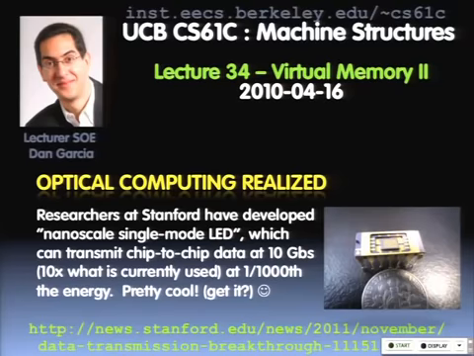News of the day is optical computing has been one of the future technologies we've always seen, always a couple years away. The idea is you don't have the heat drain if you have current flowing on wires. If you have just light passing from A to B, you don't have the heat generated. And folks at Stanford have developed what they call the nanoscale single-mode LED, which can transmit data chip to chip 10 times faster than it can now with 1/1000th the energy. I thought that was pretty cool.